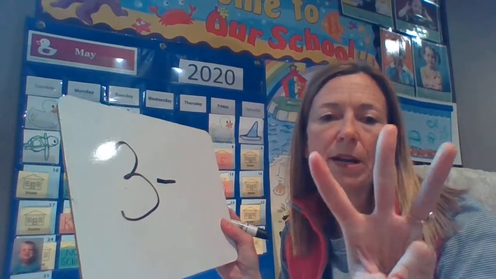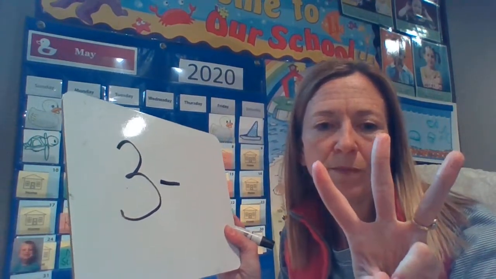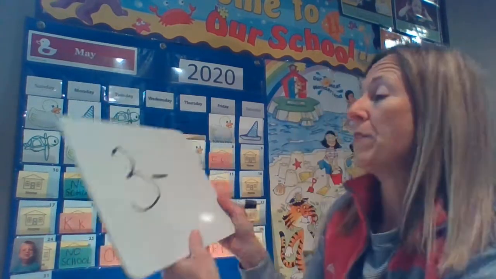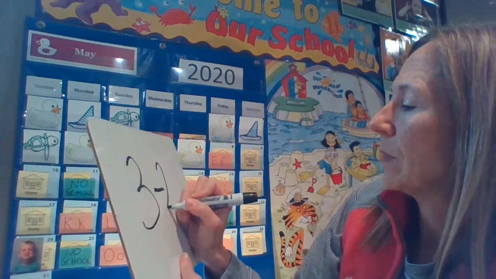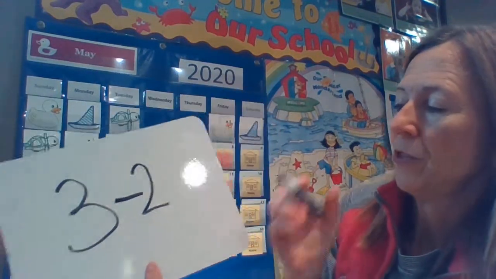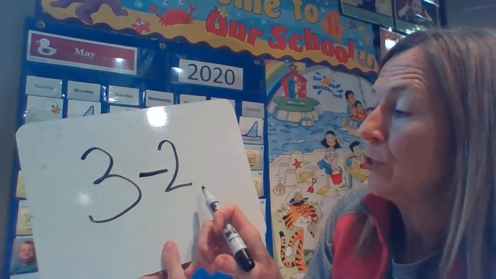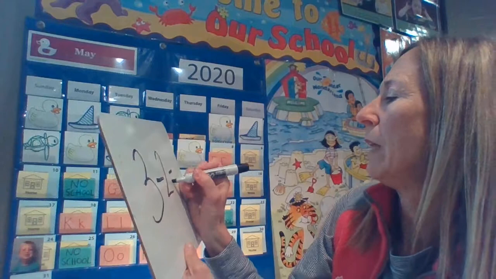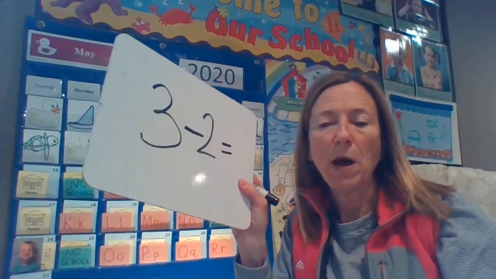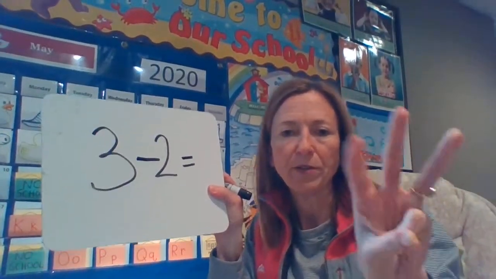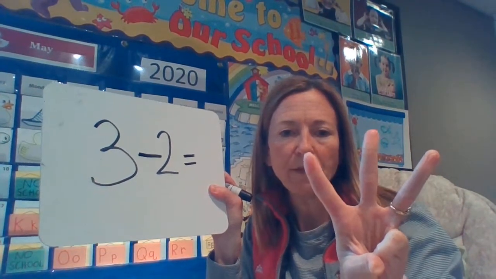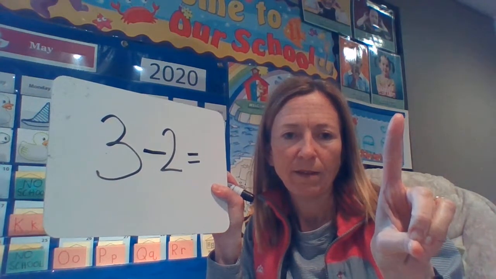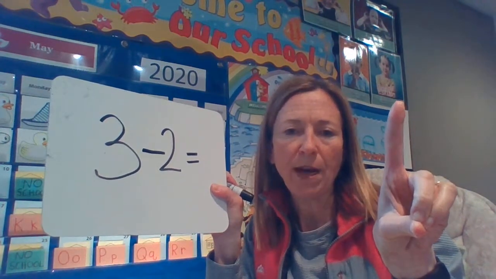So if Michaela started out with three ducks in the bathtub and Jaden's ball bounced in and two of them went out of the bathtub. So she started out with three. Two of them flew right out of the bathtub. How many were left in the bathtub? Watch my fingers. I'm going to do it on my fingers. So there were 3 rubber duckies in the bathtub. 2 of them went away. How many were left in the bathtub?